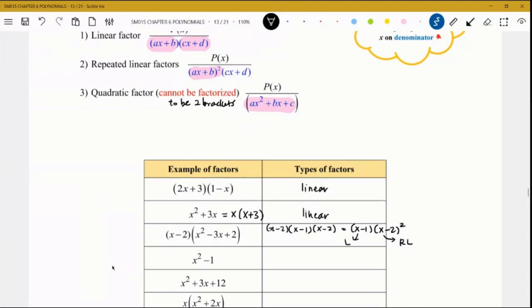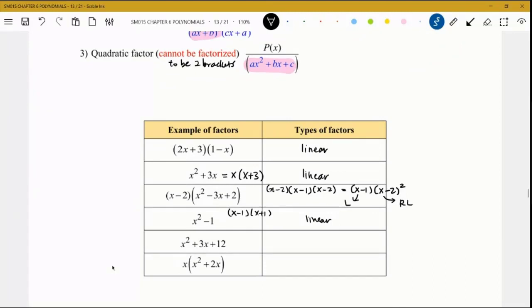Okay, and then x square minus 1, we can factorize to be x minus 1, x plus 1. So we have 2 different linears. So it's a linear factor. But then x squared plus 3x plus 12, can we factorize? Boleh factorize tak x squared plus 3x plus 12? Tidak. We cannot factorize to be 2 brackets, so dia jatuh pada factor quadratic. Okay, so ini cannot be factorized.